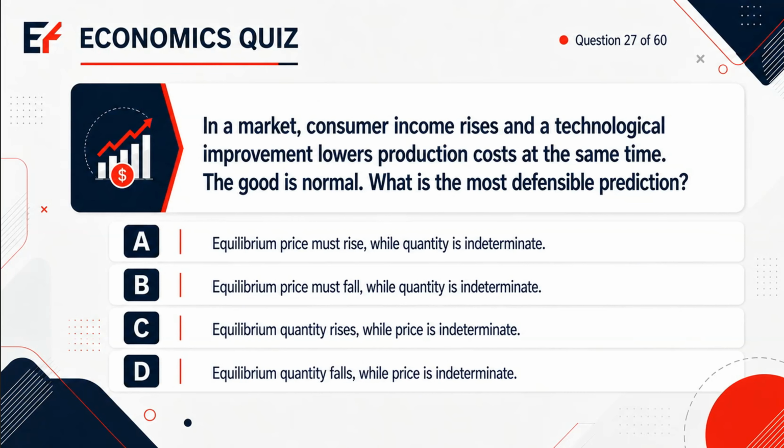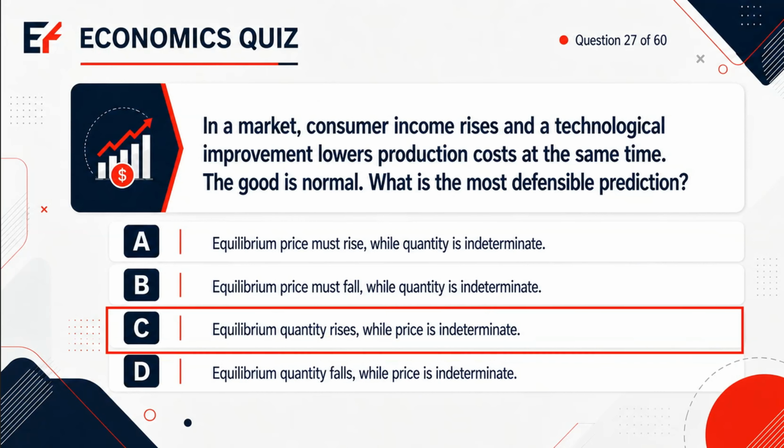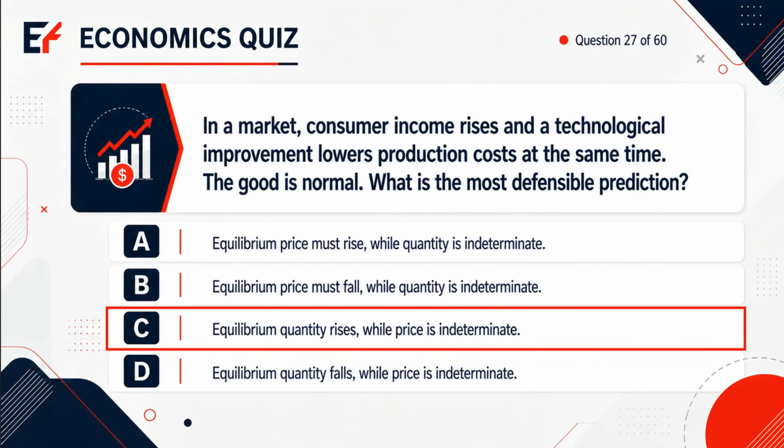Let's follow both curve shifts together. Because the good is normal, higher consumer income increases demand. At the same time, better technology lowers production costs, so supply also increases. When demand and supply both increase, equilibrium quantity rises for sure because buyers want more and sellers can produce more. But the price effect is uncertain because increased demand pushes price up, while increased supply pushes price down.